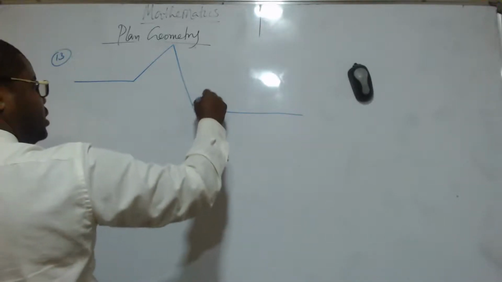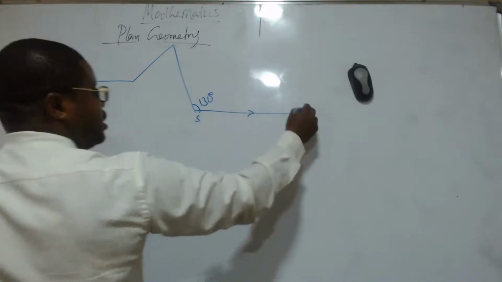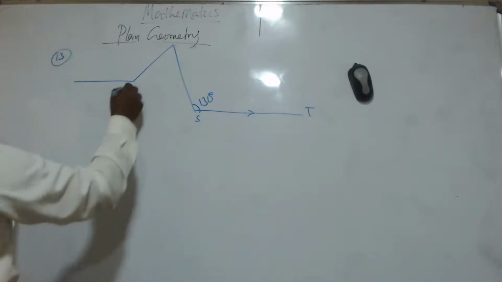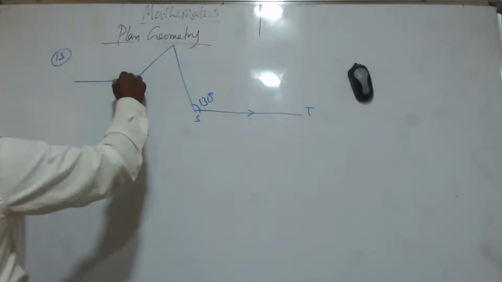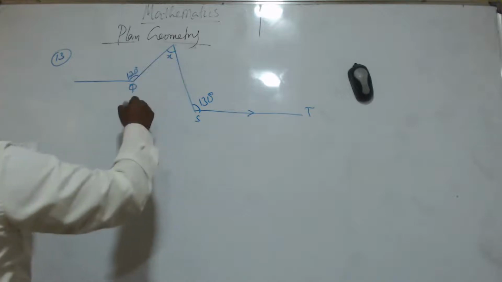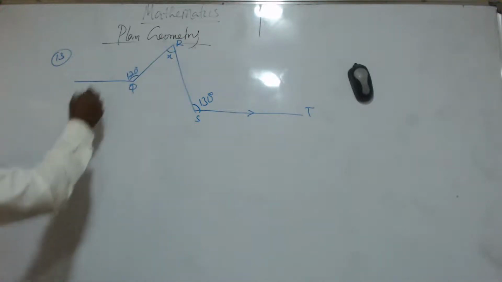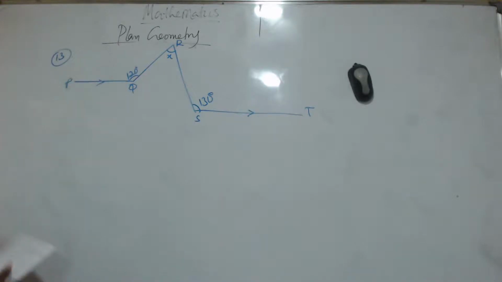Here, we are given 130 degree, X, T, Q, 120 degree, and X, R. Now look at this, okay?